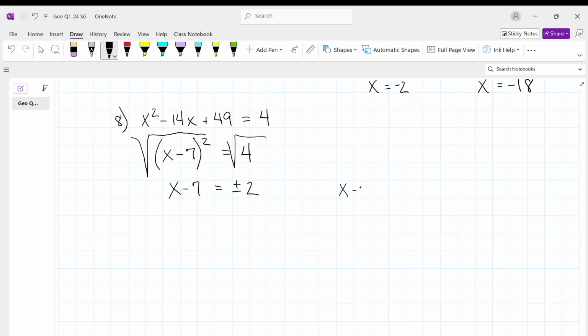So x minus 7 equals the positive 2. X minus 7 equals the negative 2. Add 7 to each side. We get an x that's equal to 9. And when we do it to this equation, we get an x that's equal to 5. So our solutions would be 5 and 9.